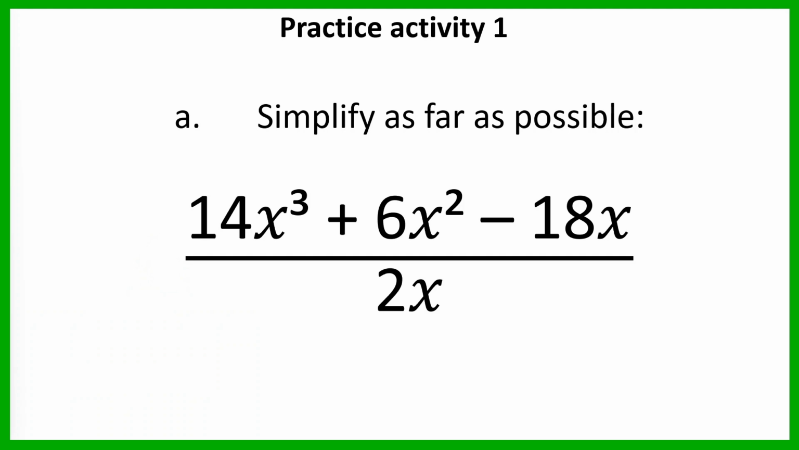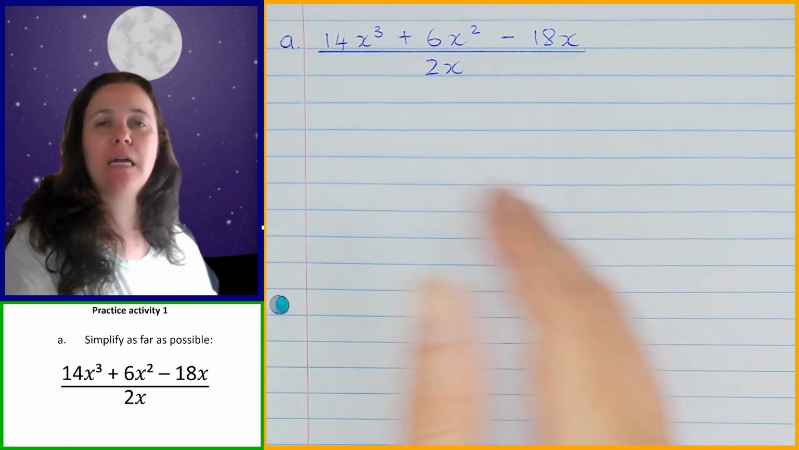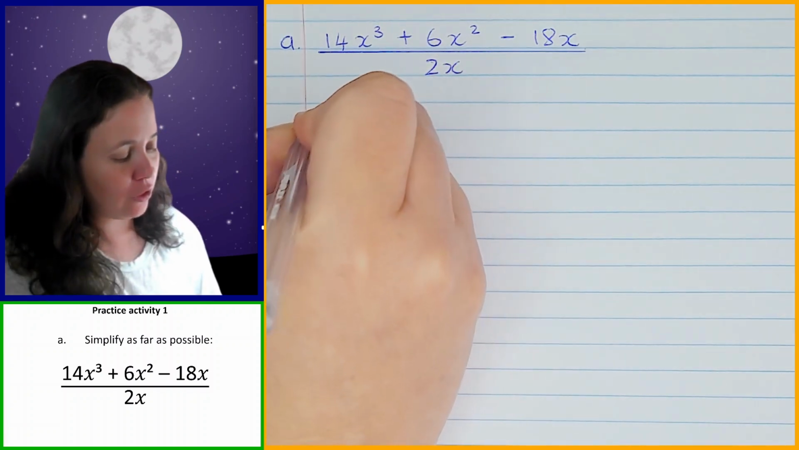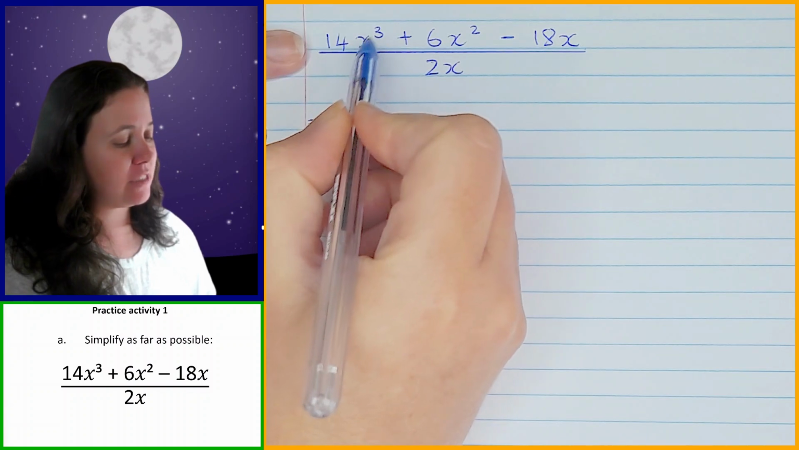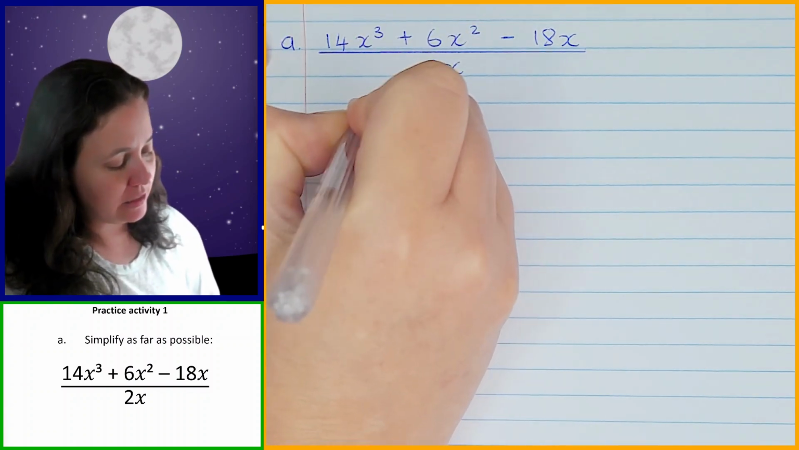Okay, so let's go through that question and see what you should have got. Right, so I'm going to skip the step where we split it up into the fractions. I'm going to go straight on to doing the simplification. So over here, I've got 14x cubed divided by 2x. That gives me 7x squared.